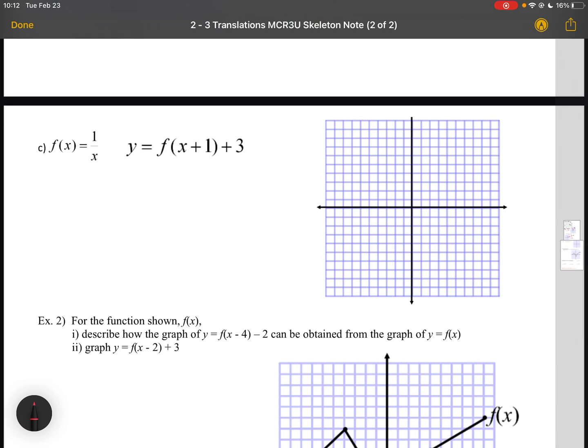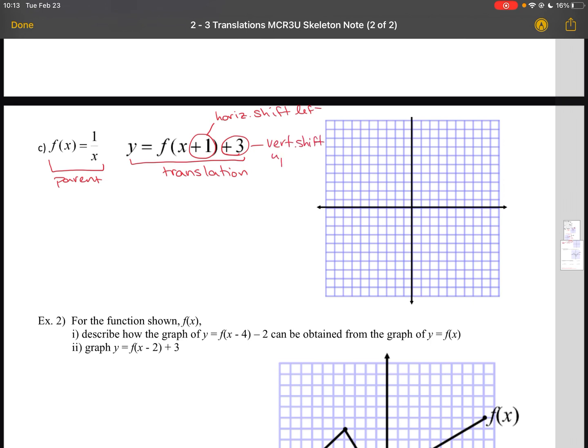So here we're given our translation information in a little bit different scenario. So we've got our parent function here. This is our parent. And then here we have our translation described in function notation. So there are two things that are happening here. The first one is going to be a horizontal shift left 1. The second thing that's happening is a vertical shift up 3. So we've got two things that are happening here.